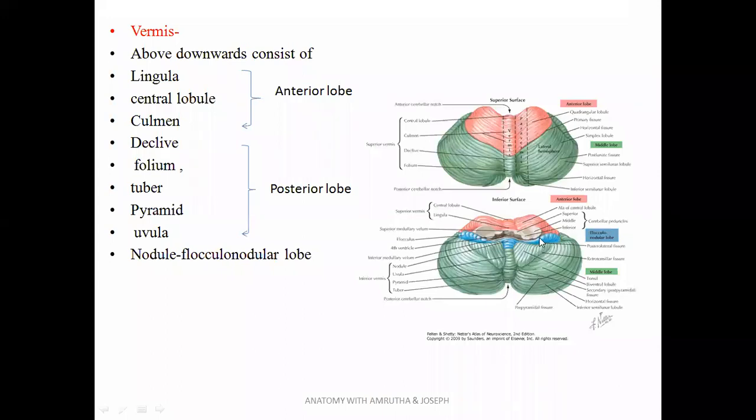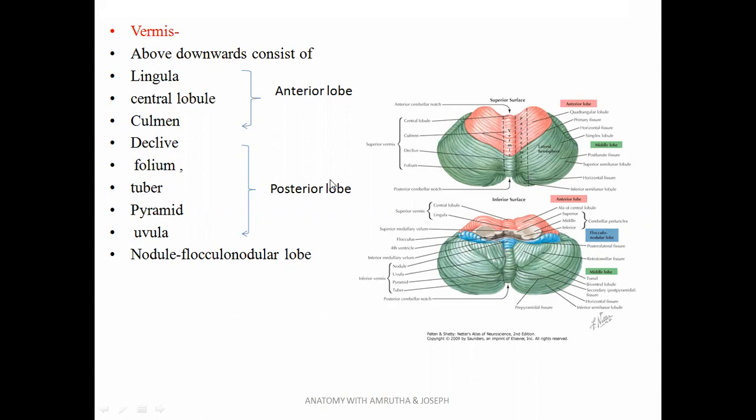Even the flocculonodular lobe also has a part of the vermis. The flocculonodular lobe also has the vermis. So what do you mean by that? Here the vermis is also divided according to the division of the cerebellum. That means there is a part of the vermis belonging to the anterior lobe, a part of the vermis belonging to the posterior lobe, and a part of the vermis belonging to the flocculonodular lobe.